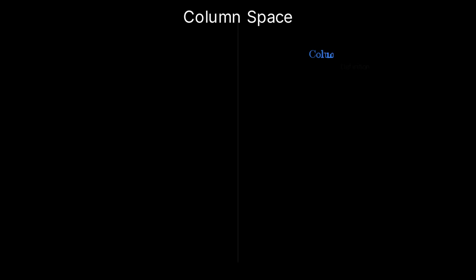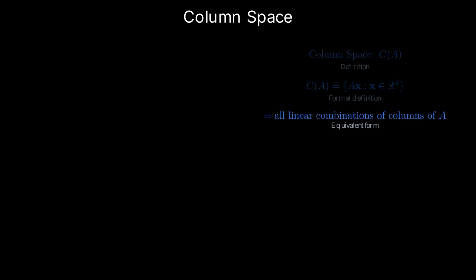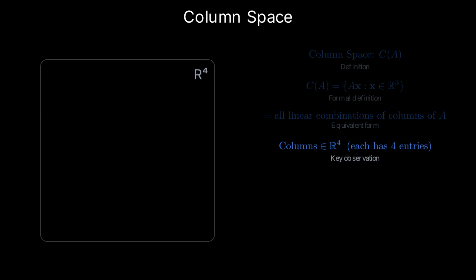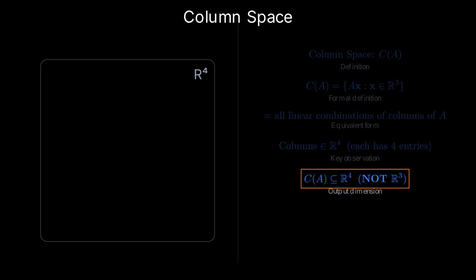This leads us to a key concept, the column space. The column space of A, written C(A), is the set of all vectors you can produce by taking linear combinations of A's columns. Formally, C(A) equals the set of all Ax as x ranges over R3. Now here's the crucial observation. Every column of A lives in R4 because each column has 4 entries. So the column space is a subspace of R4, not R3. Don't confuse the dimension of the input space with the dimension of the output space.